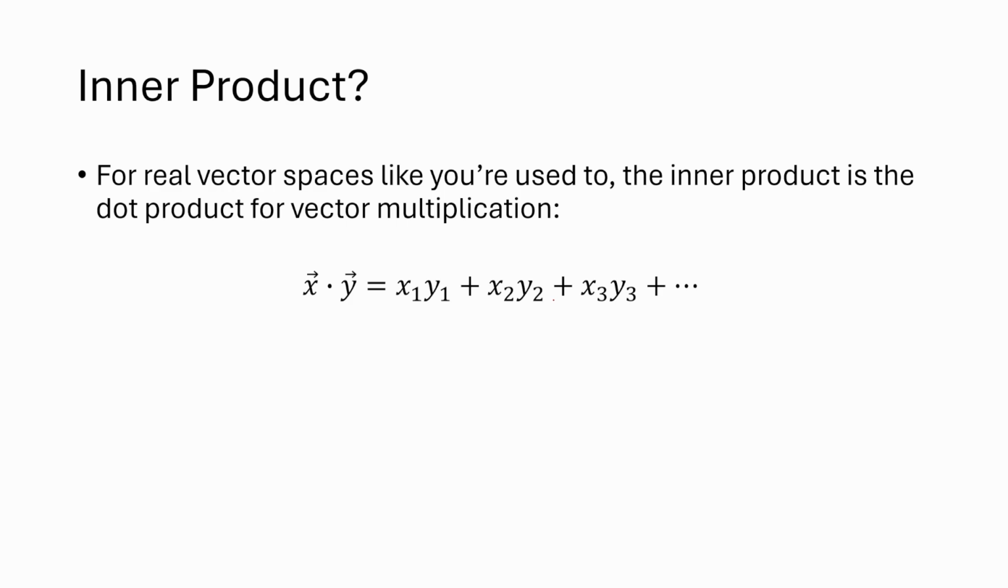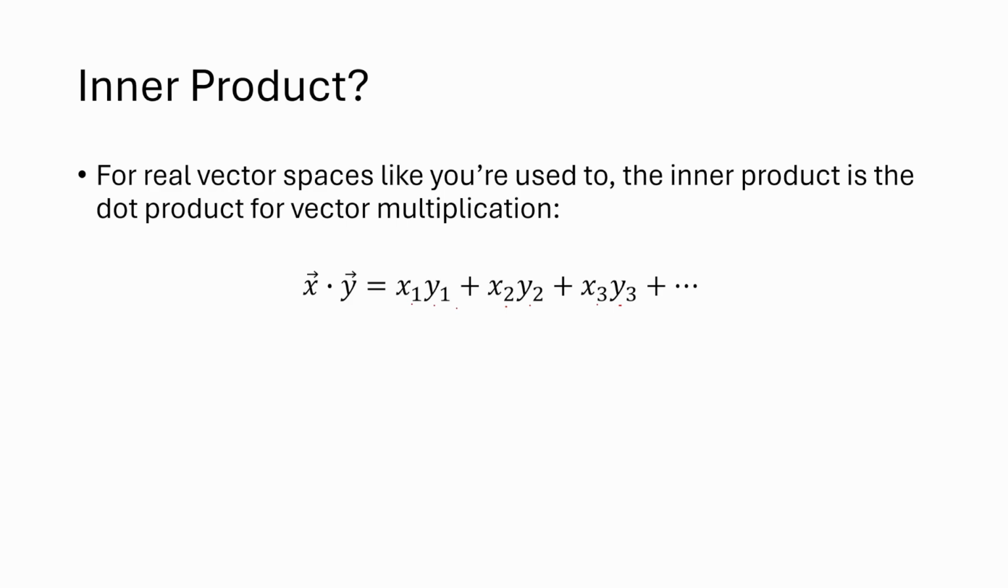Here's the formula for the dot product. What you do is you pairwise multiply the corresponding components of the two vectors. So the first component of x times the first component of y. Second component of x times the second component of y. Third component times third component, on and on and on, as many as you have. And then you add together all of those multiplied pairs. So that is the dot product.